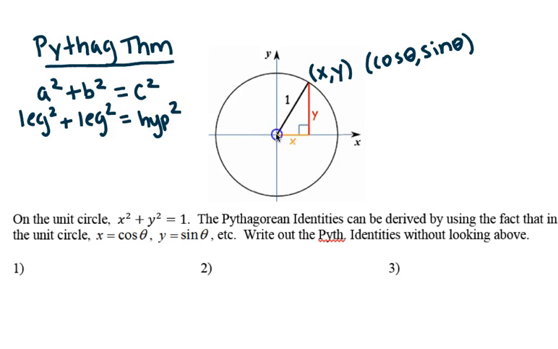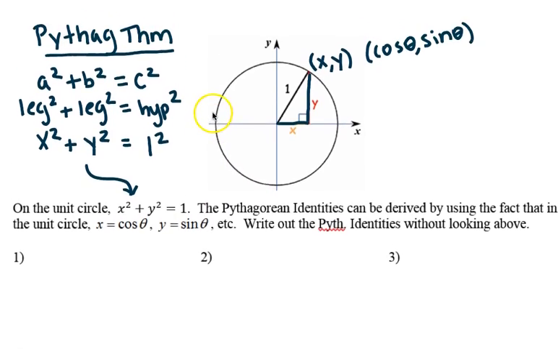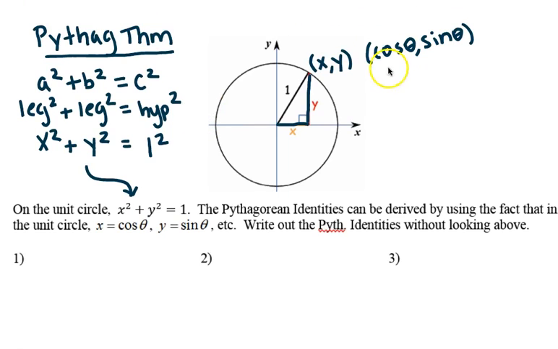Okay. In this case, the legs of our triangle would be x and y. And that would be equivalent to our hypotenuse squared, which our hypotenuse of a unit circle is just 1. So that would be equivalent to 1 squared. So this is where we get the fact that x squared plus y squared equals 1. All right. Now let's replace x and y with cosine and sine. So I'm going to replace x with cosine, and I'm going to replace y with sine.